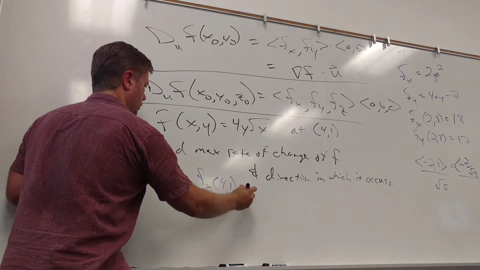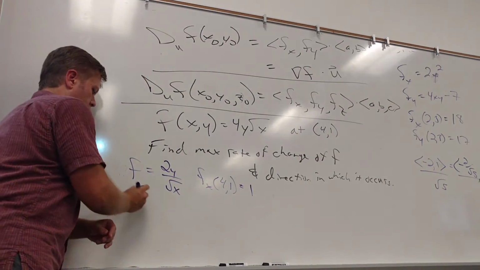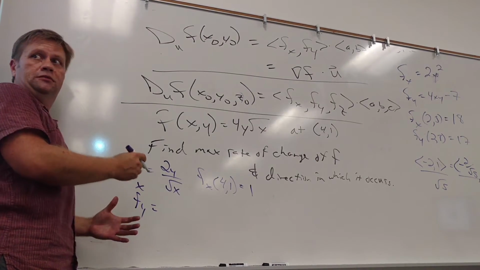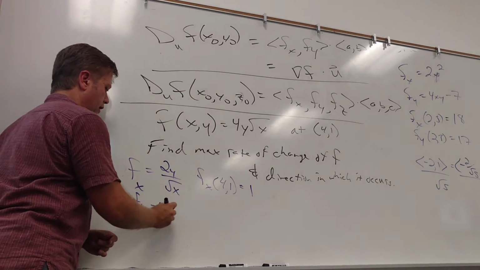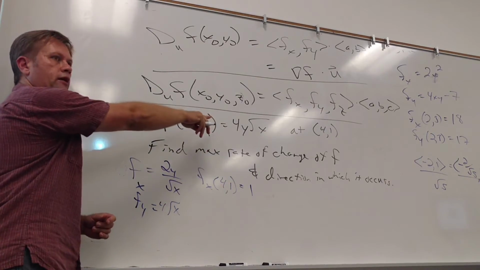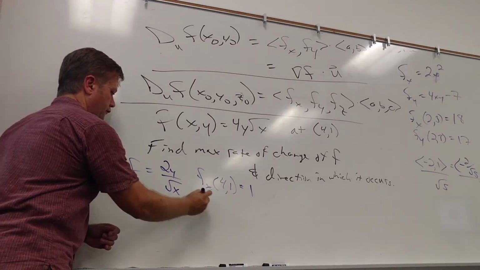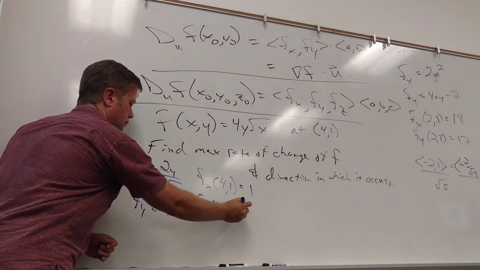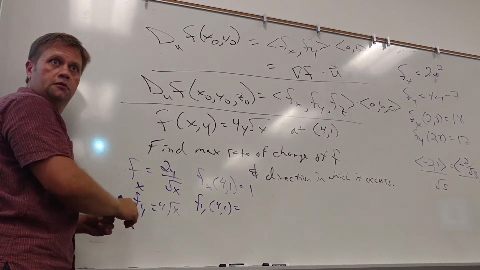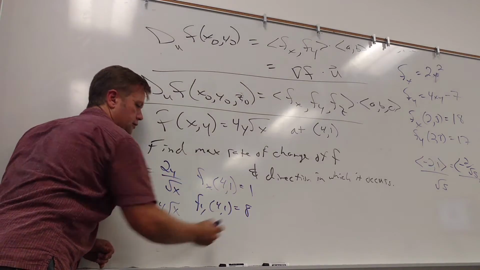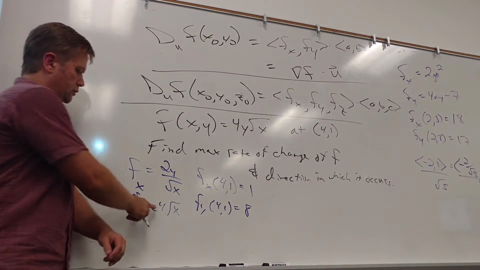1. So what's fy? 4 root x. That's the nice one. Yeah, 4 root x is just the coefficient for y. So that's the derivative with respect to y. And so fy at 4, 1 is just negative 8. Square root of 4 is 2 times 4 is negative 8. I like it.